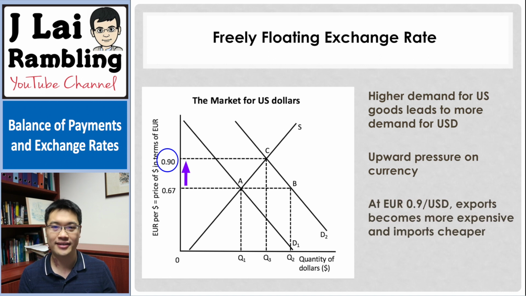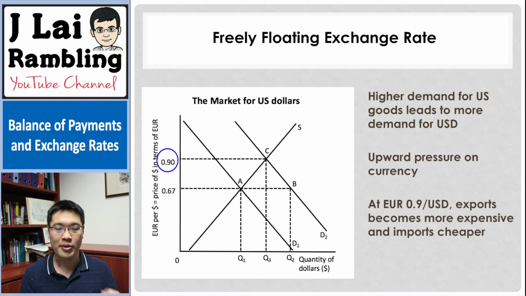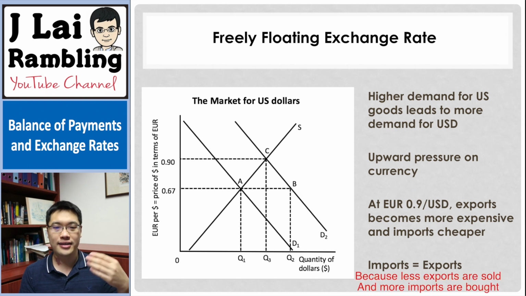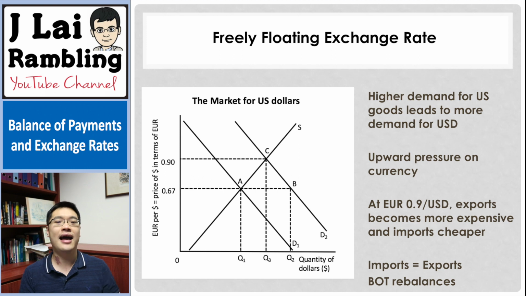dollar in this case. And at 0.9 euros per USD, the US exports are now more expensive and imports are cheaper, and therefore imports will now equal exports. And now the balance of trade rebalances.